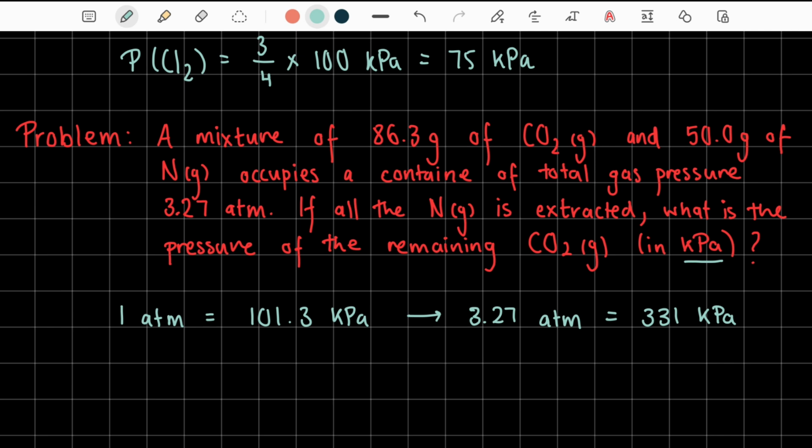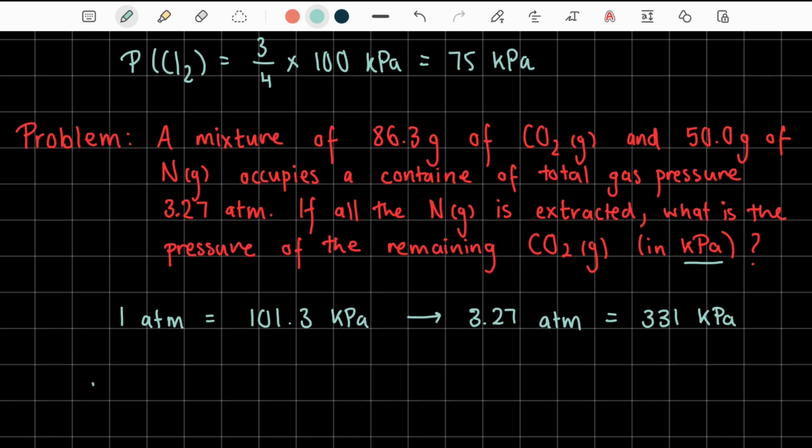Now, before we can find what we are looking for, which is the pressure of CO2 gas, we need to find the molar ratio. Okay, so that's going to be our steps. We're going to find the molar ratio, which is equal to the partial pressure ratio, and then we're going to use the total pressure in order to find what we need. So, for our molar ratio, we need to first find the moles of everything, right? So let's find the moles of our two substances.